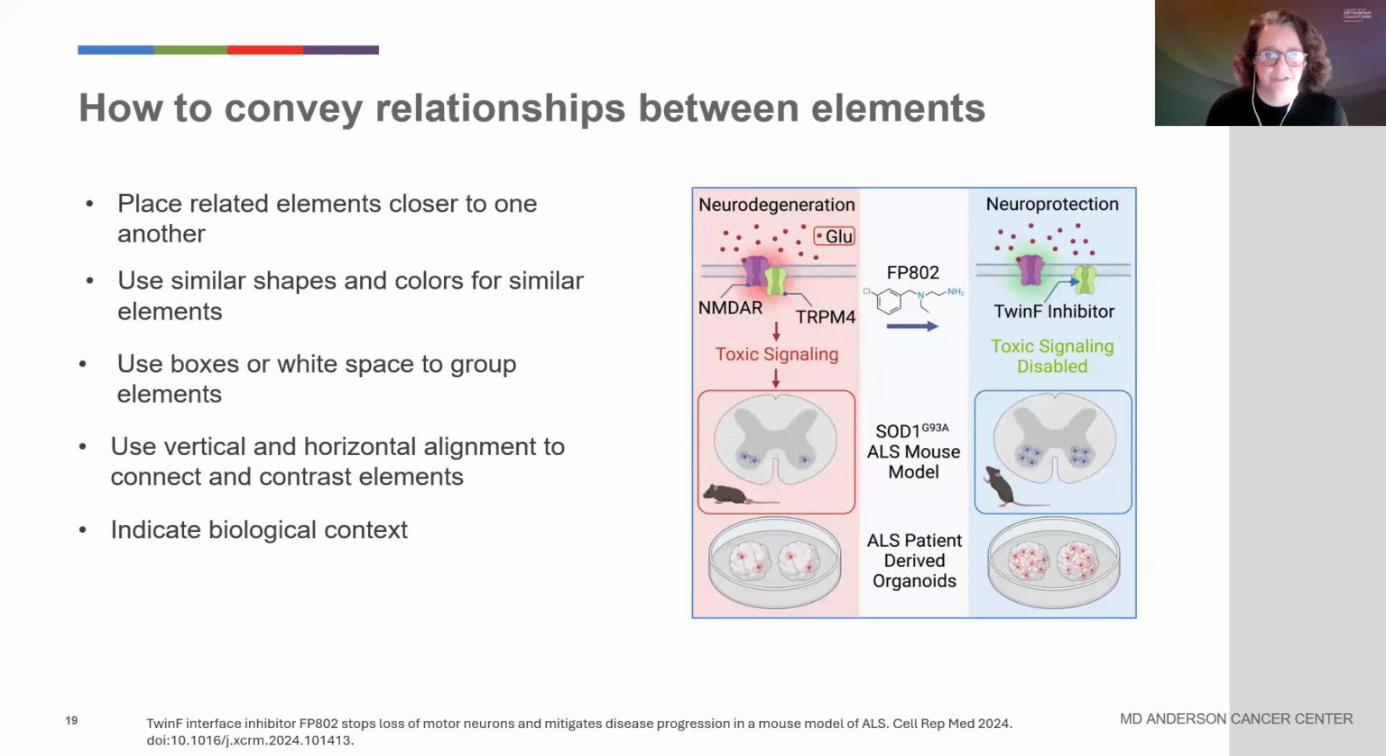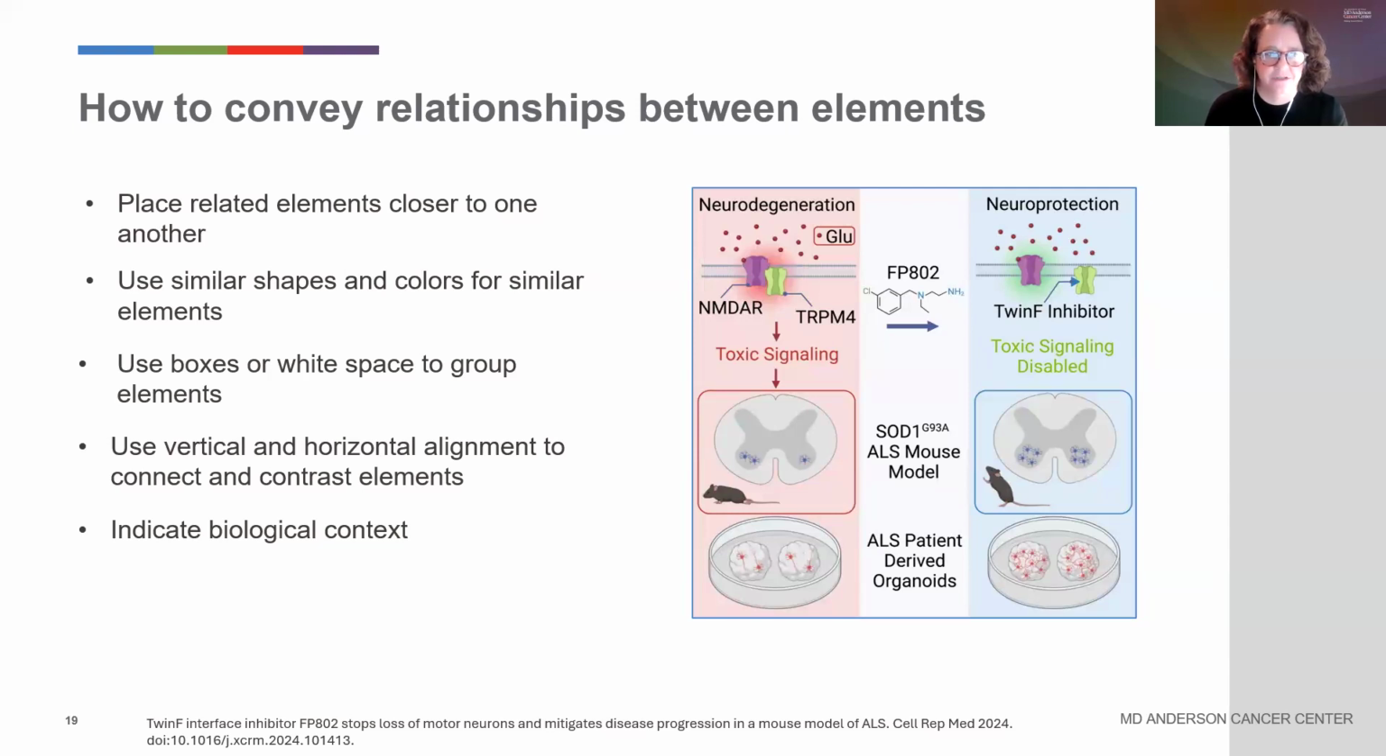So here you see that the authors use these two frames with different color backgrounds to compare and contrast the neurodegeneration condition with neuroprotection with this drug, FP802, kind of linking them in that white strip in the middle. And the images are parallel, also horizontally. So we see the cell membrane and the signaling at the top, then the mouse spinal cord slices and the mouse behavior in the middle. And those two things are implied to be related because of their proximity, and they're in little boxes together. And then the organoids in vitro. So again, they're making the comparison really easy here.